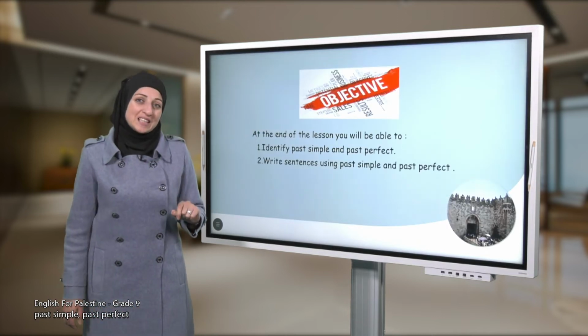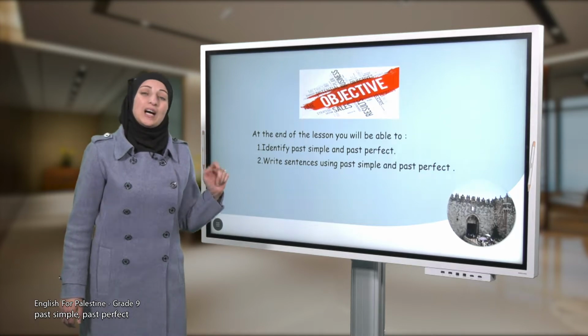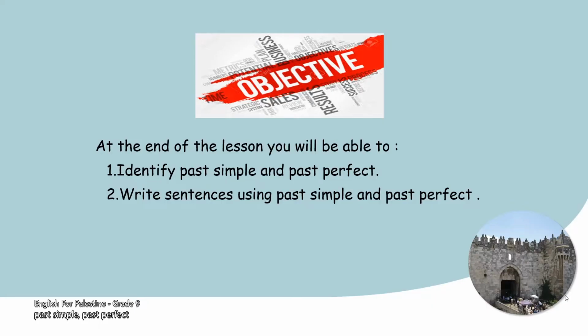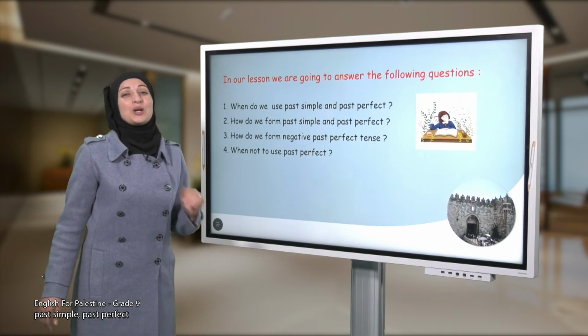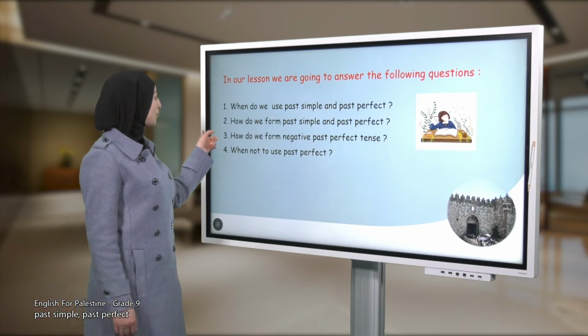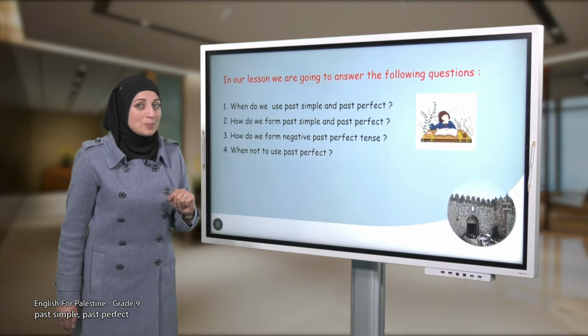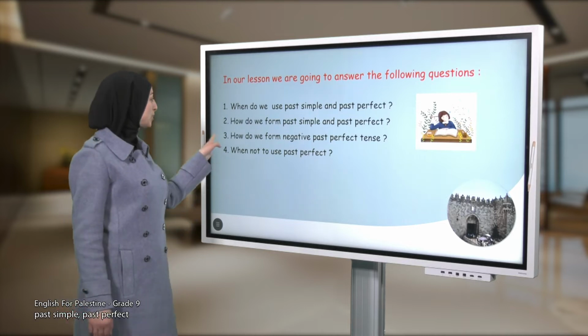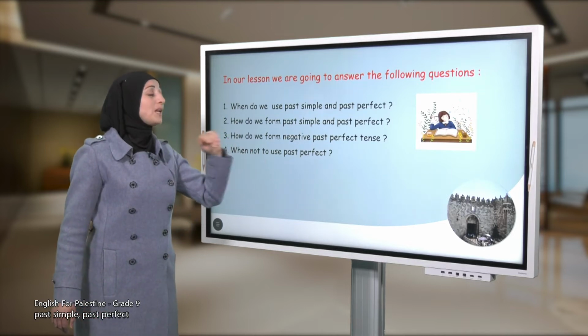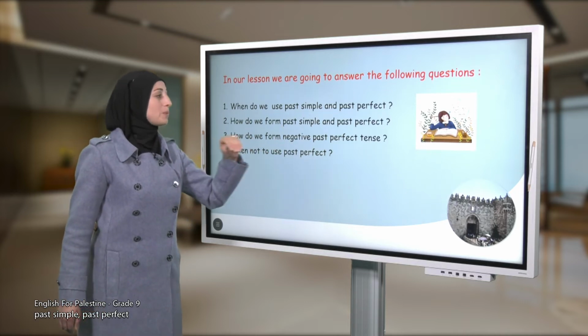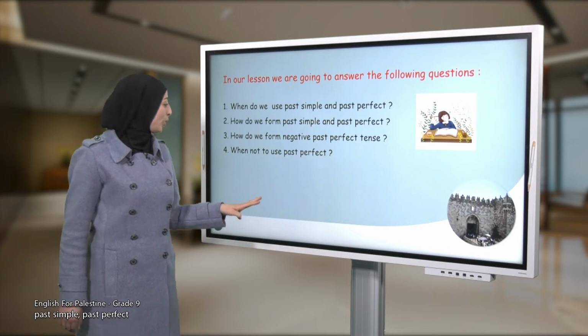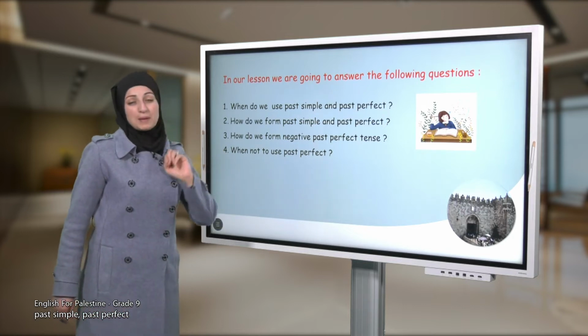At the end of this lesson, you will be able to: number 1, identify past simple and past perfect. Number 2, write meaningful sentences using past simple and past perfect. In our lesson, we are going to answer the following questions. Question number 1, when do you use past simple and past perfect? Question number 2, how do we form past simple and past perfect? Question number 3, how do we form negative past perfect tense? And question number 4, when not to use past perfect.